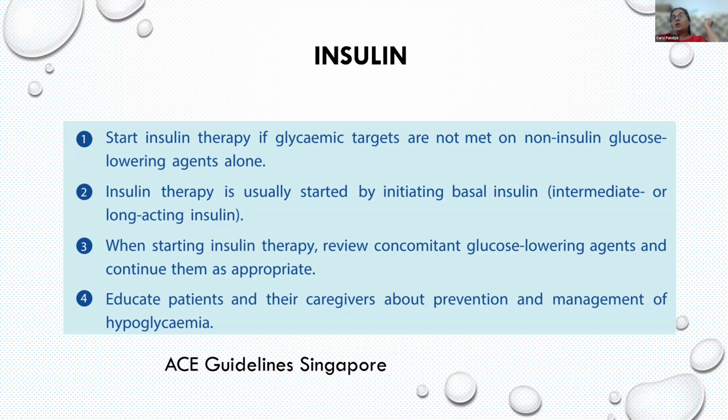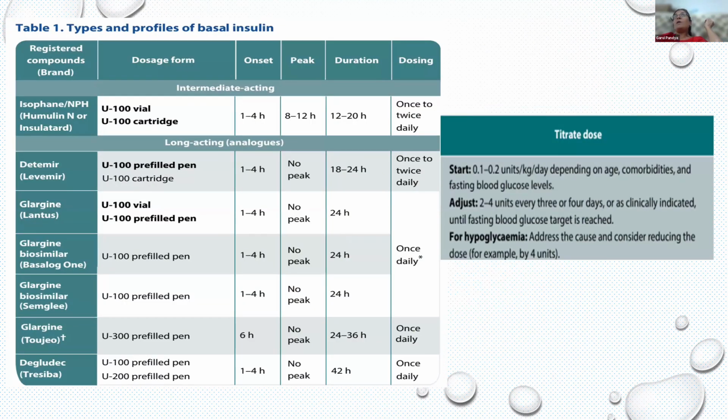When the patient starts on insulin, we need to review the concomitant glucose-lowering agents, mainly the sulfonylurea, which can cause significant hypoglycemia with insulin. So if the patient is on a sulfonylurea and we are starting them on insulin, we need to stop the sulfonylurea. But we can continue with the DPP4 or the SGLT2 and the metformin with the insulin. And we have to educate them about the hypoglycemia symptoms and the management of hypoglycemia.